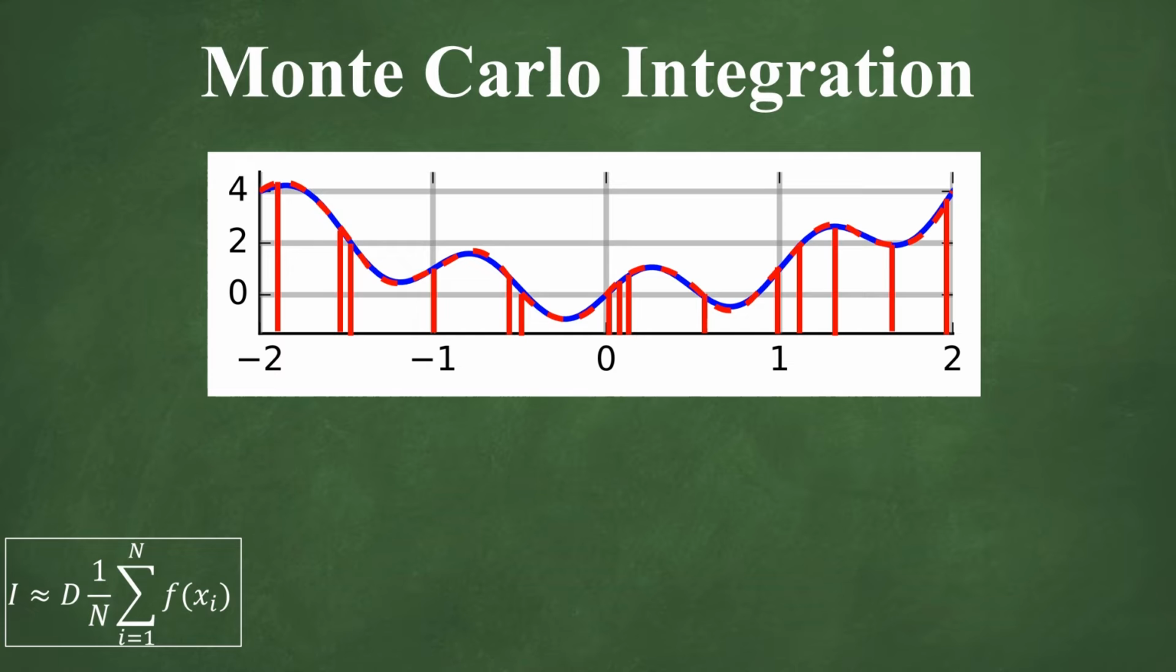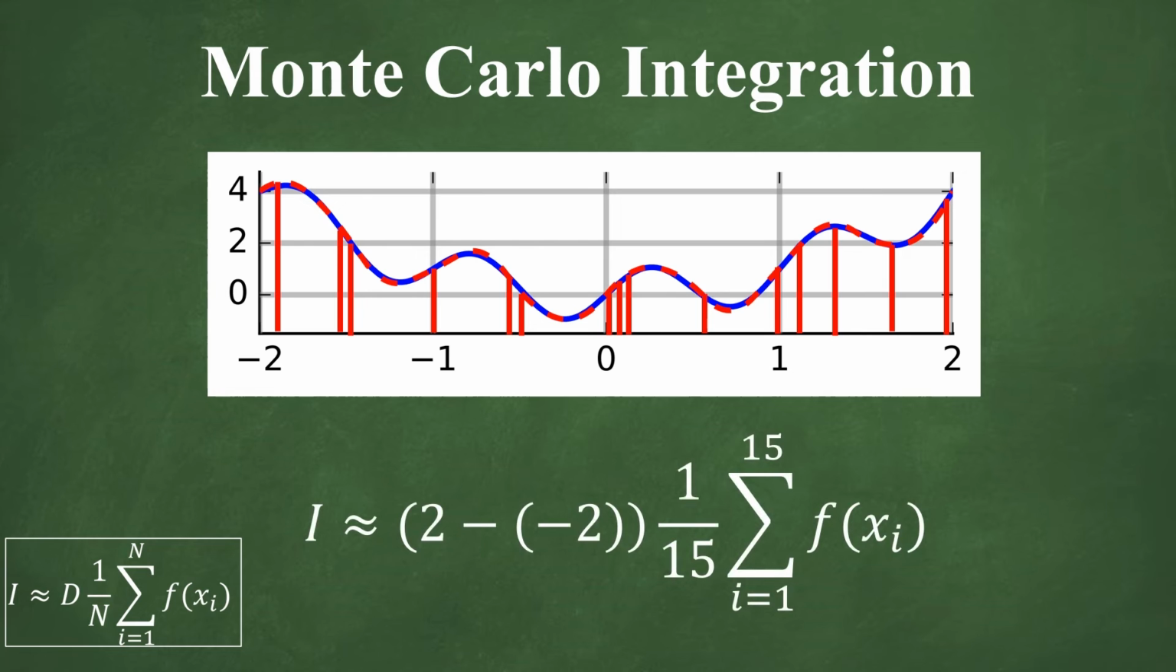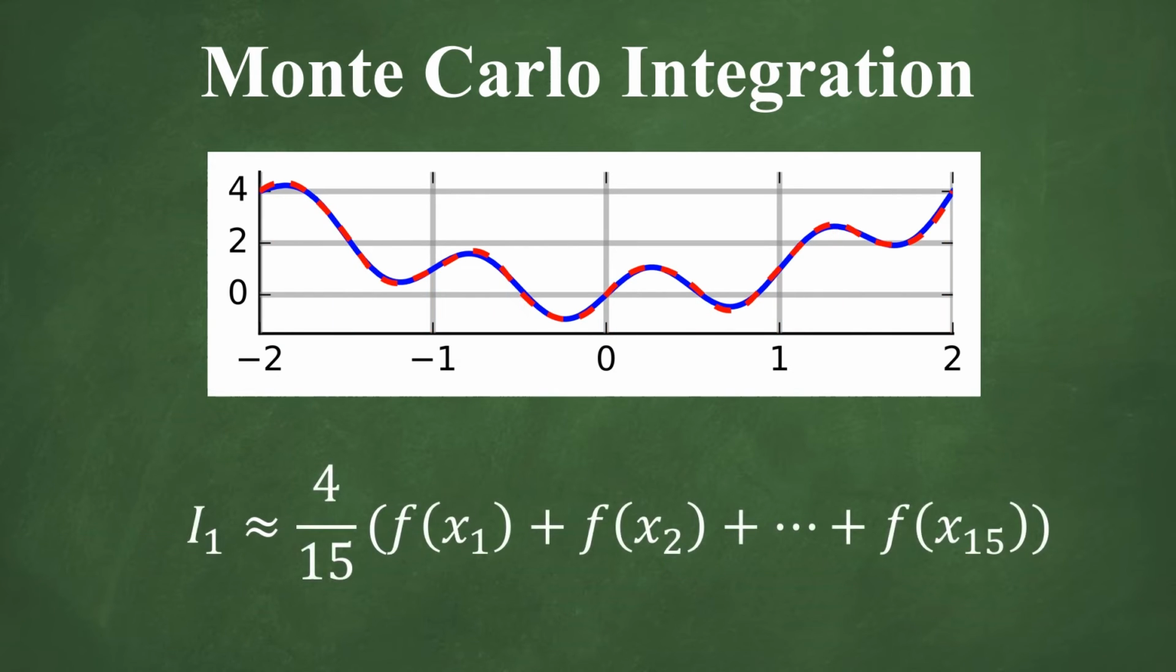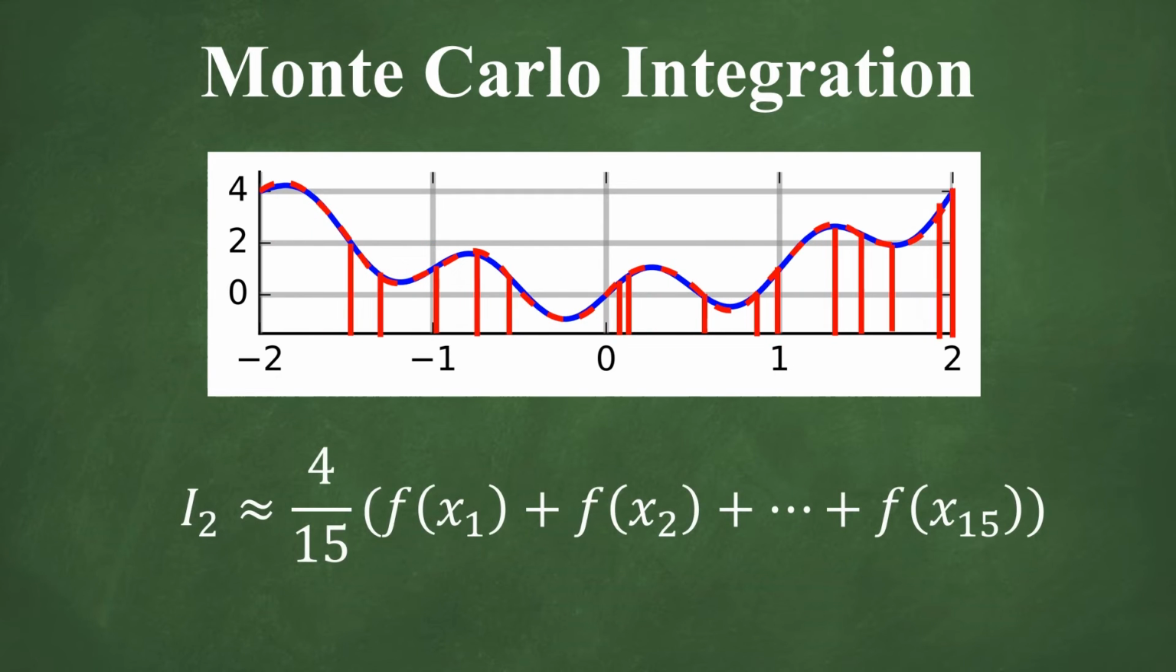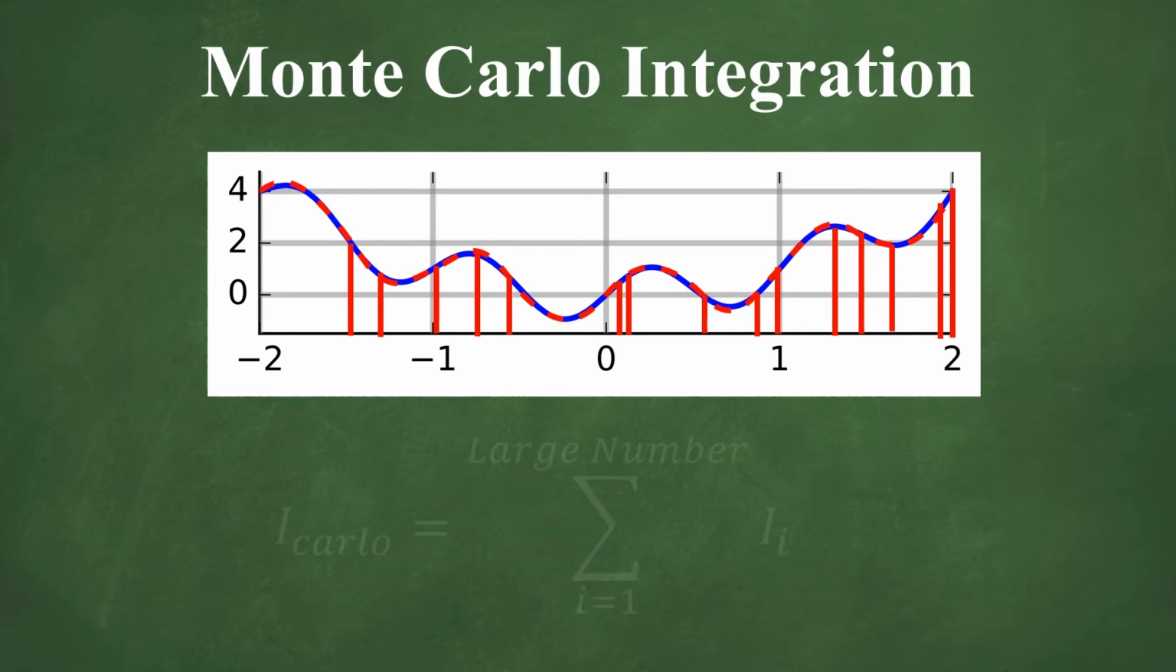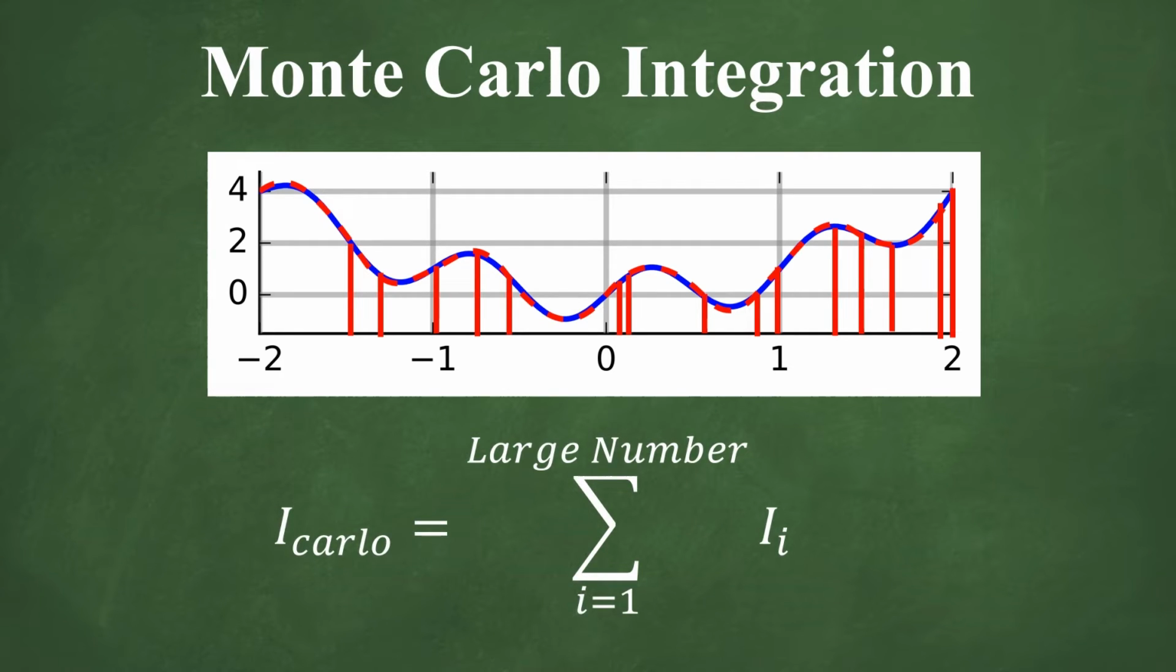Now, remember, in our formula we have d, which represents the domain of definition. In this case, it's 2 minus minus 2, so 4. We compute the integral, which is step 2, modeling. We repeat the process as many times as needed, selecting each time a new set of random points and computing the integral. Finally, we compute the average of our integrals and analyze the obtained results.